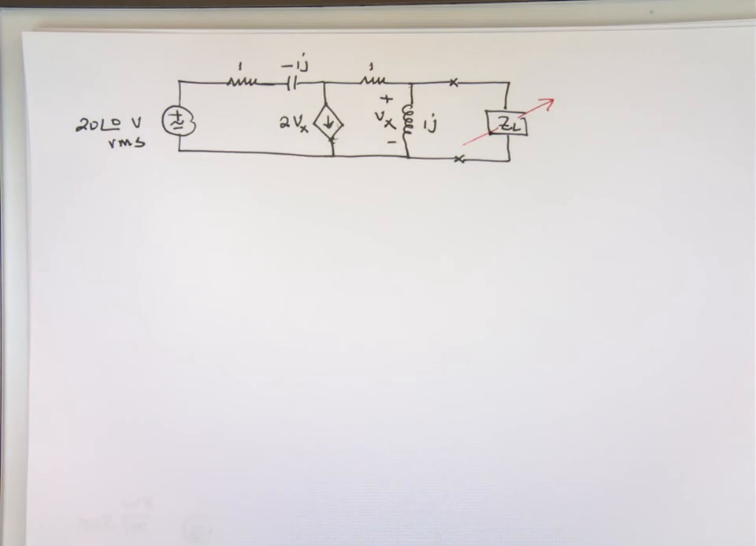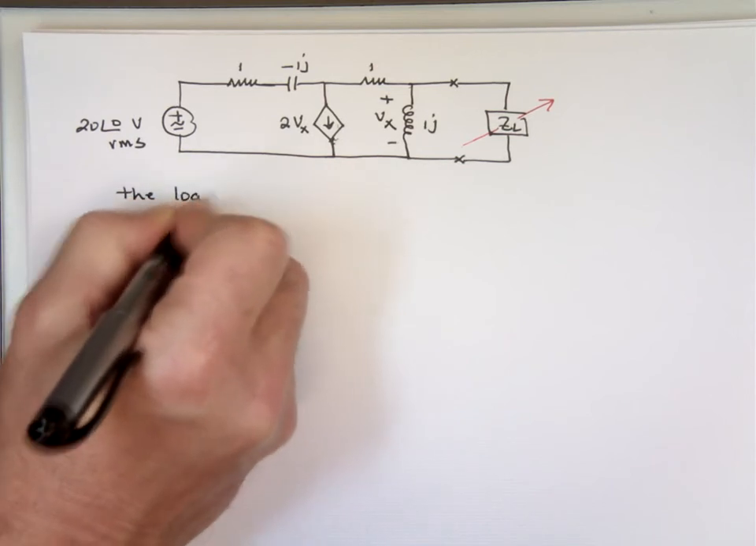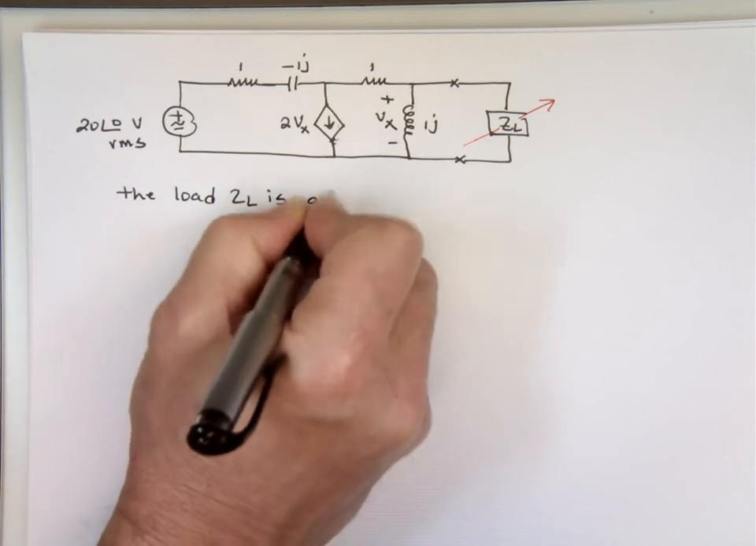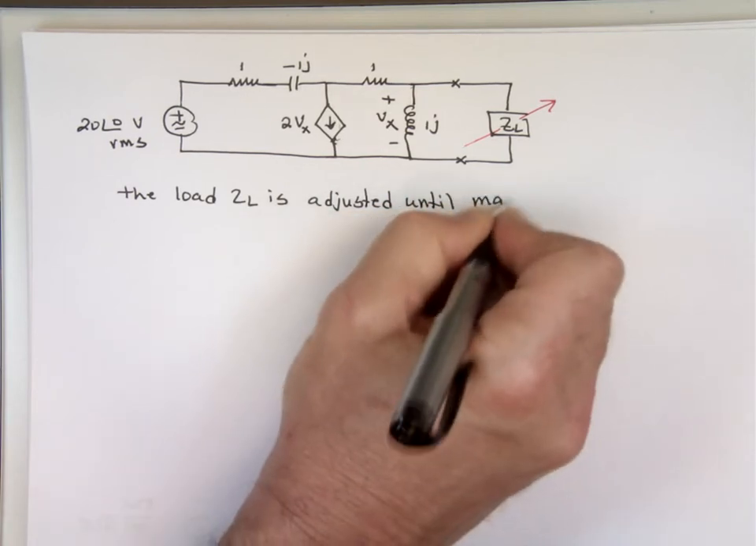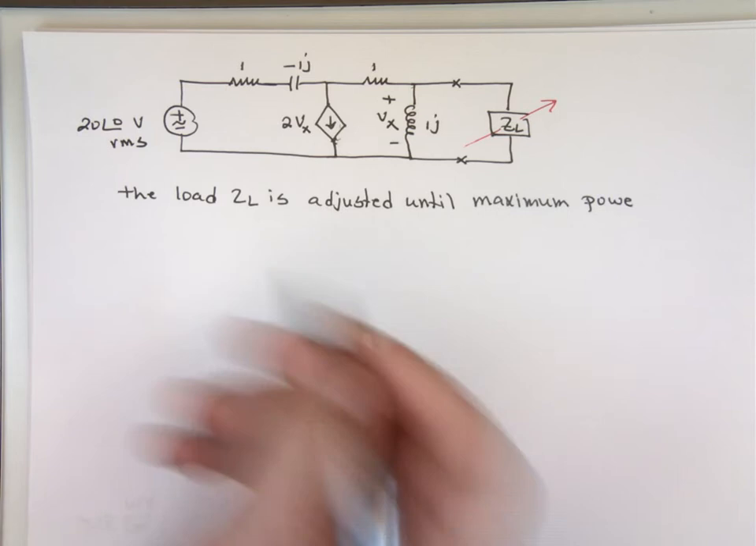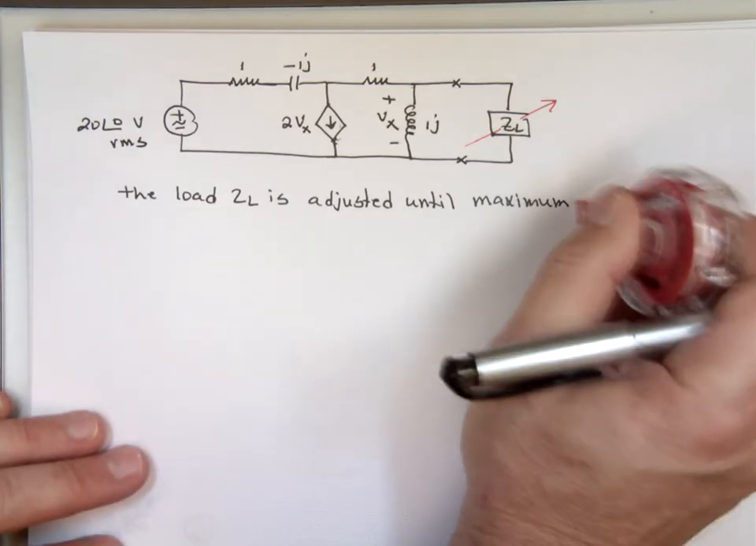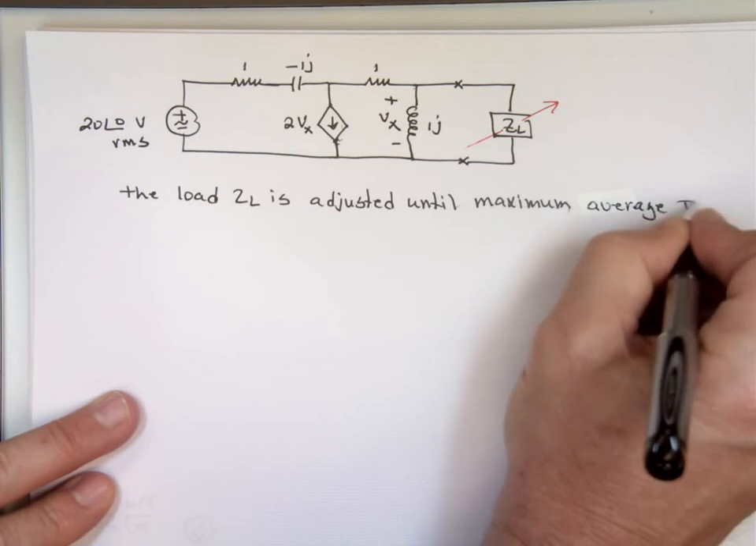The question here: we're going to adjust the load ZL until maximum average power is delivered. So that tells me something. ZL is adjusted until what? Maximum power. Maximum average power is delivered to it.